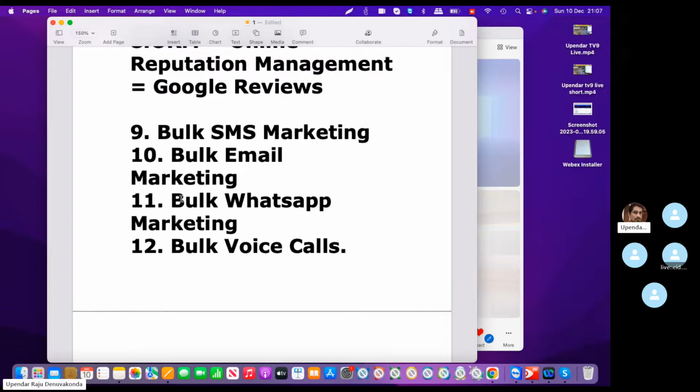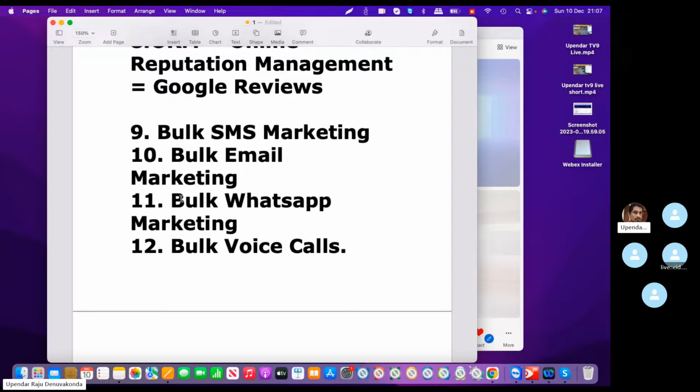Whenever you have new services, new products, offers or discounts, or you would like to wish all your customers happy Diwali, happy New Year, happy Christmas, how can you do that? You can do it by bulk SMS, bulk email, bulk WhatsApp or bulk voice calls. These four methods help any business engage with their customers, and by using them you can make your customers visit your business again and again.